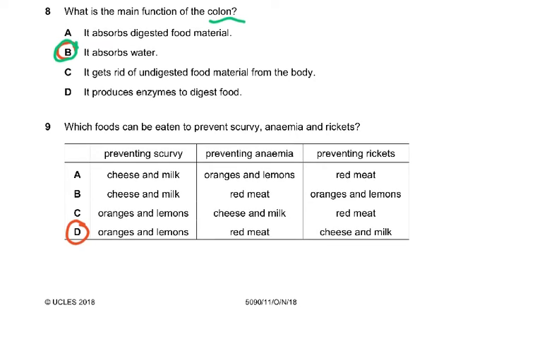Then coming on to question number 9, which foods can be eaten to prevent scurvy, anemia, and rickets? So they've given you all the 3 diseases which are in your syllabus. And how do you prevent scurvy? So you have oranges and lemons. Anemia means iron, so you have red meat. Rickets means a deficiency of calcium and vitamin D, so it's all the milk products. Calcium and vitamin D is present in dairy products, mostly dairy products. So that is why the answer was D.